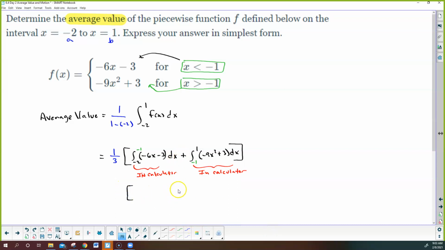And then we know that we're adding these two answers together because that's the area under the curve for the whole piece. But that's not our final answer, right? The average value would be 1/3 of that. So go ahead and do that portion in your calculator. I should be able to do mine here as well.